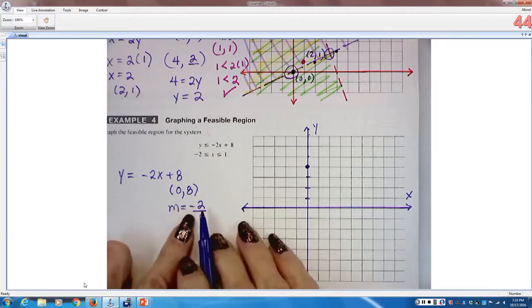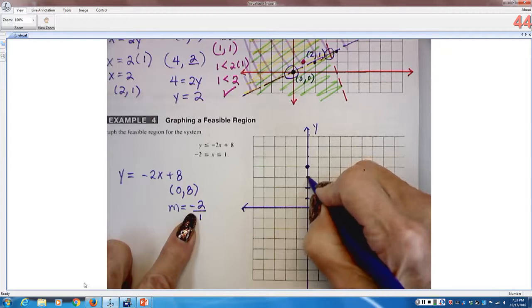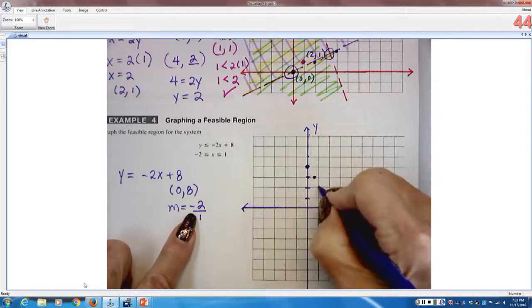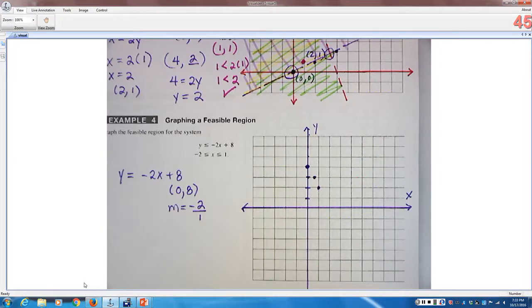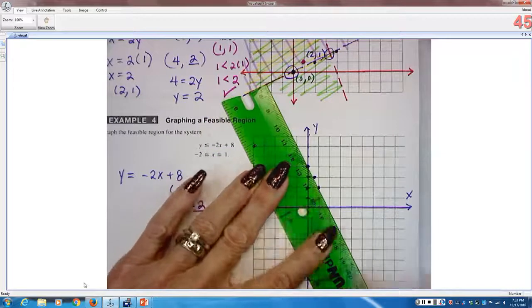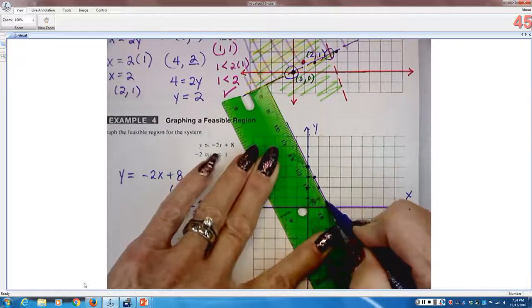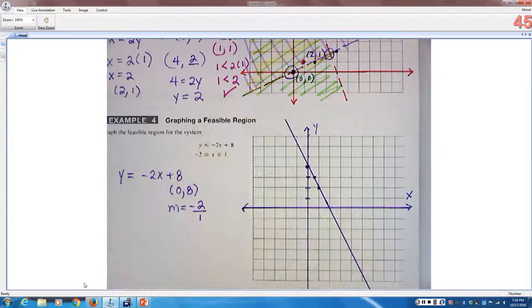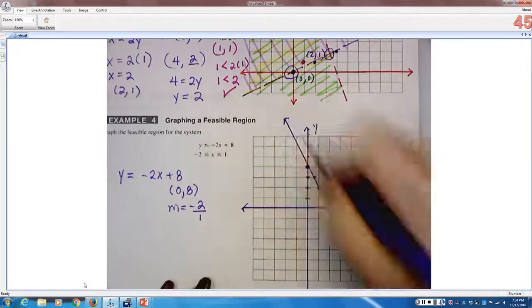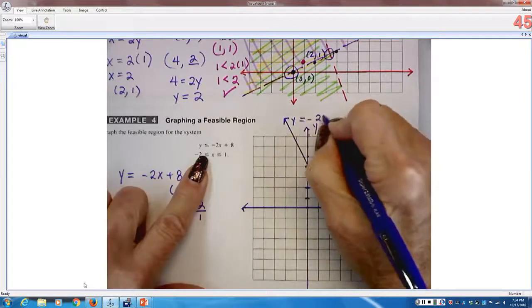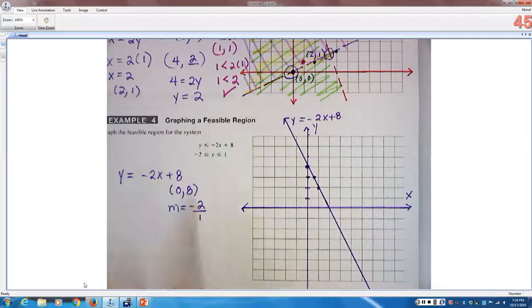And that means that when I go down 2, that's down 2. And then right 1 would give me this point right here. And then if I go down 2 more and right 1, that would give me that point. So everything does line up. And this is equal to or less than, so I can make this line solid. So this is the line y equals negative 2x plus 8.